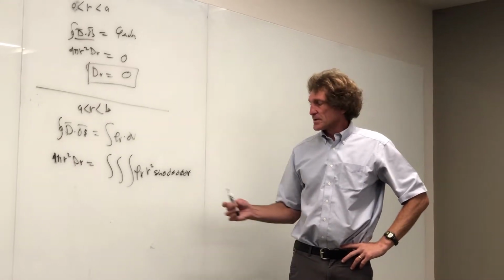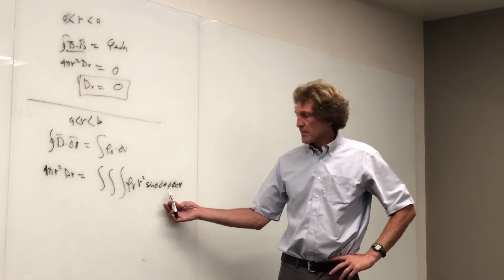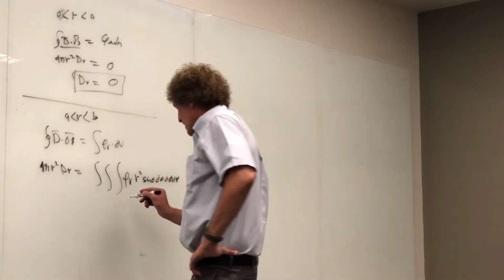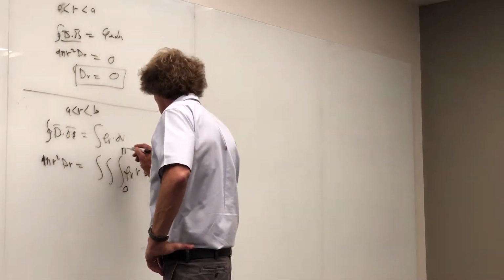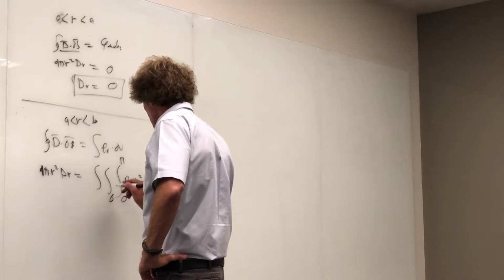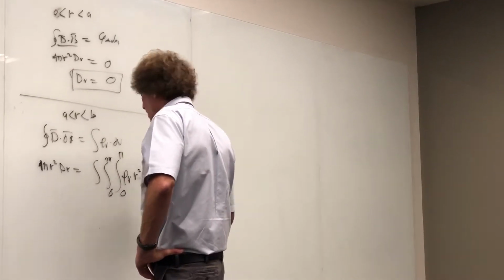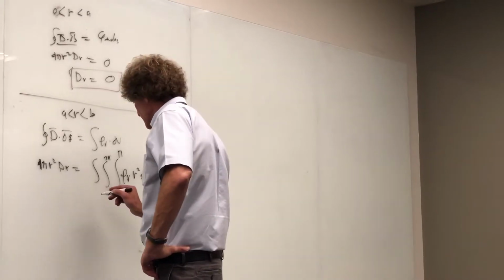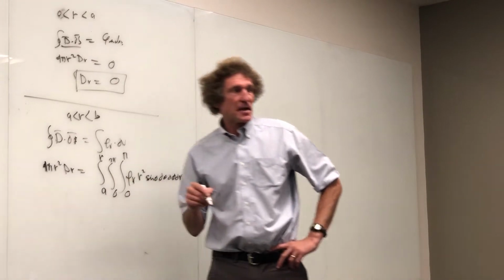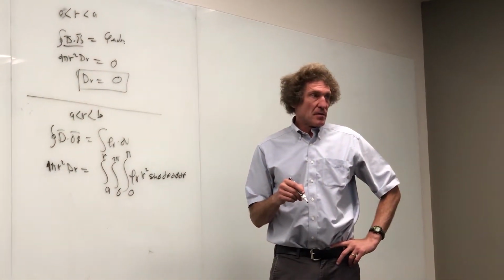Now we have to be careful. So theta goes from where to where? It goes from 0 to pi. That's right. Phi, on the other hand, goes from where to where? 0 to 2 pi. And r? Goes from a to r. A to r, okay. That's a common mistake, a to r, not a to b.